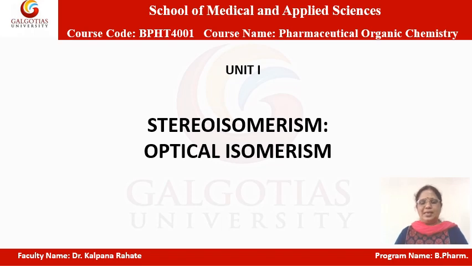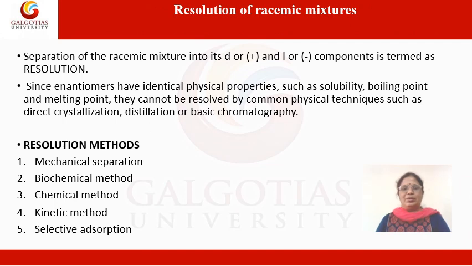Hello students, let's continue with our optical isomerism. Today we will study the resolution of racemic mixture. Now, as we have already understood, a racemic mixture is a mixture of two enantiomers, that is, the D and L forms of the enantiomer. Usually, whenever we carry out any synthesis, we get the product in the form of a racemic mixture.